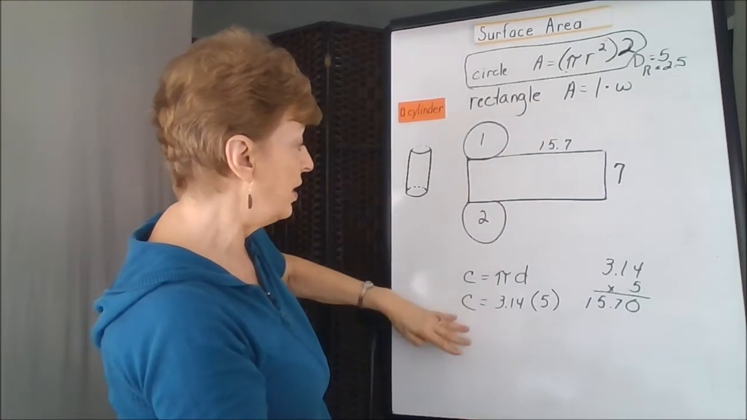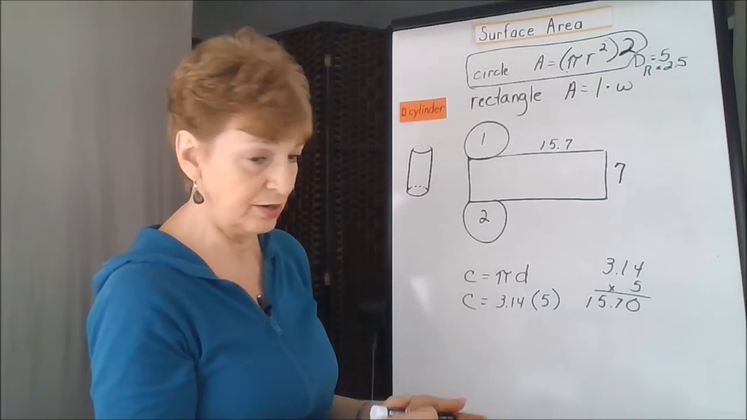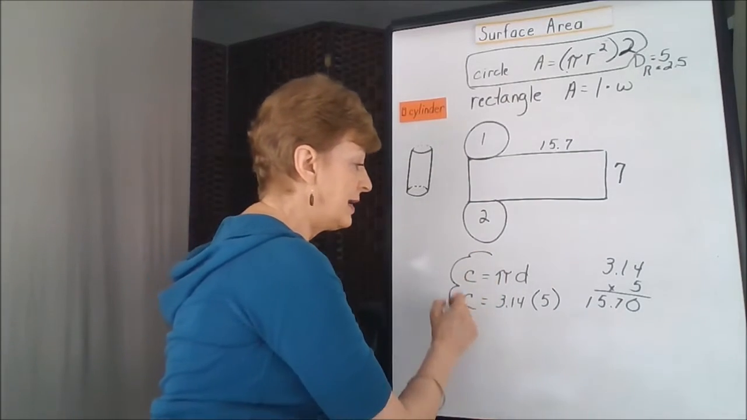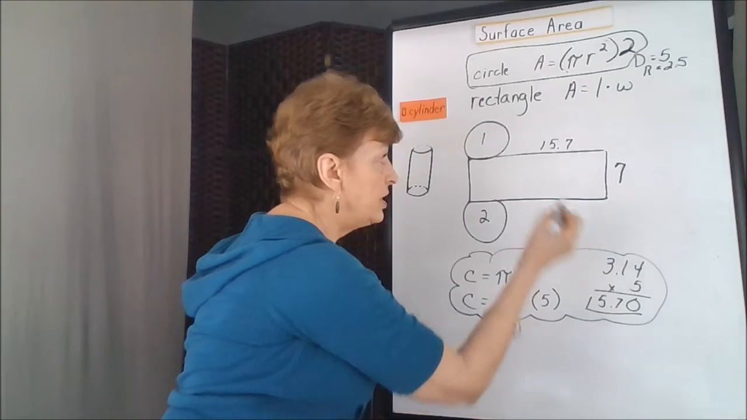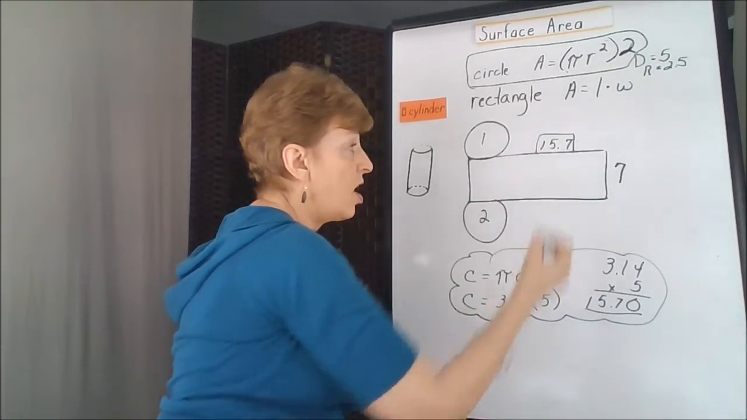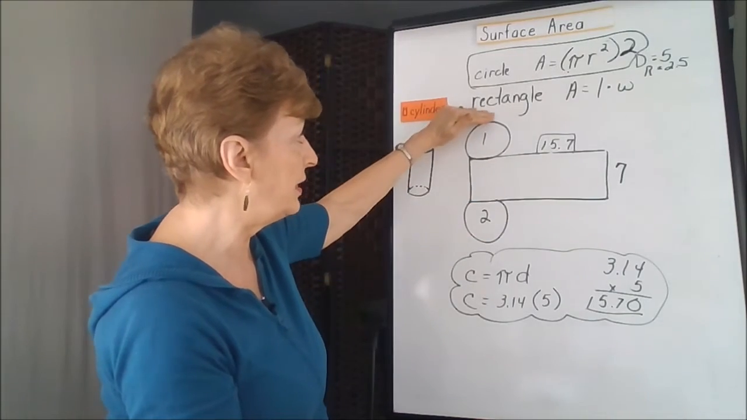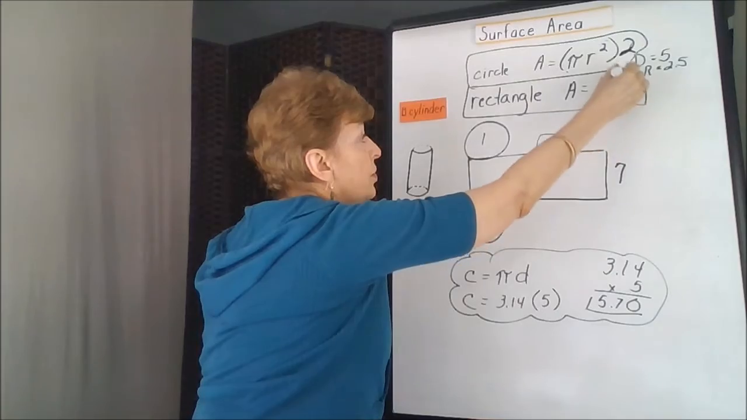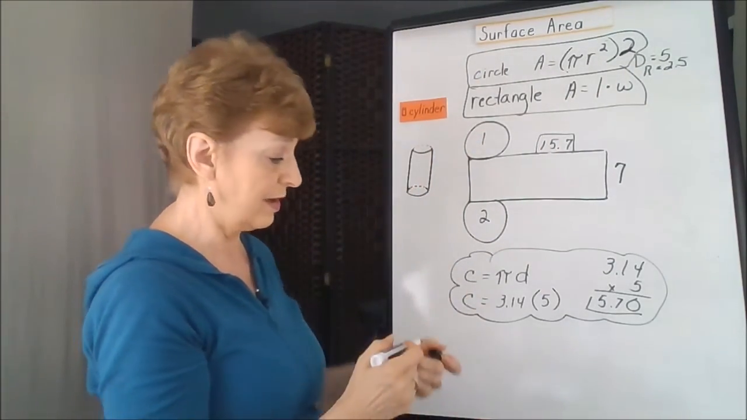So that's how you figure out the surface area of the cylinder. This part right here is a side calculation that gives us this piece of information right here. That's all. And then we're going to use that number to put it into the rectangle area, and then those two answers will get added together to find the surface area of the cylinder.